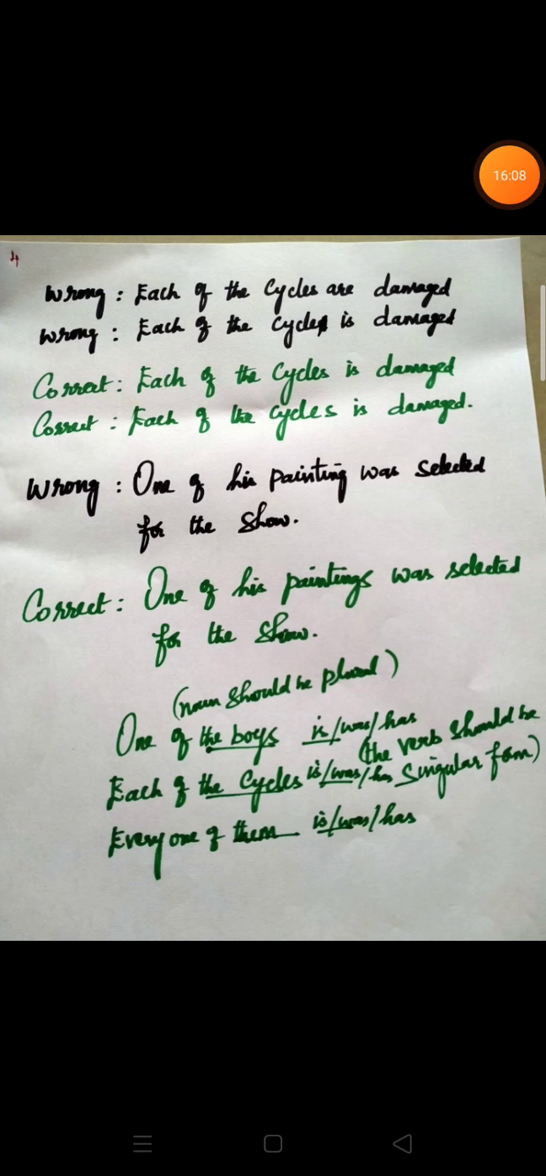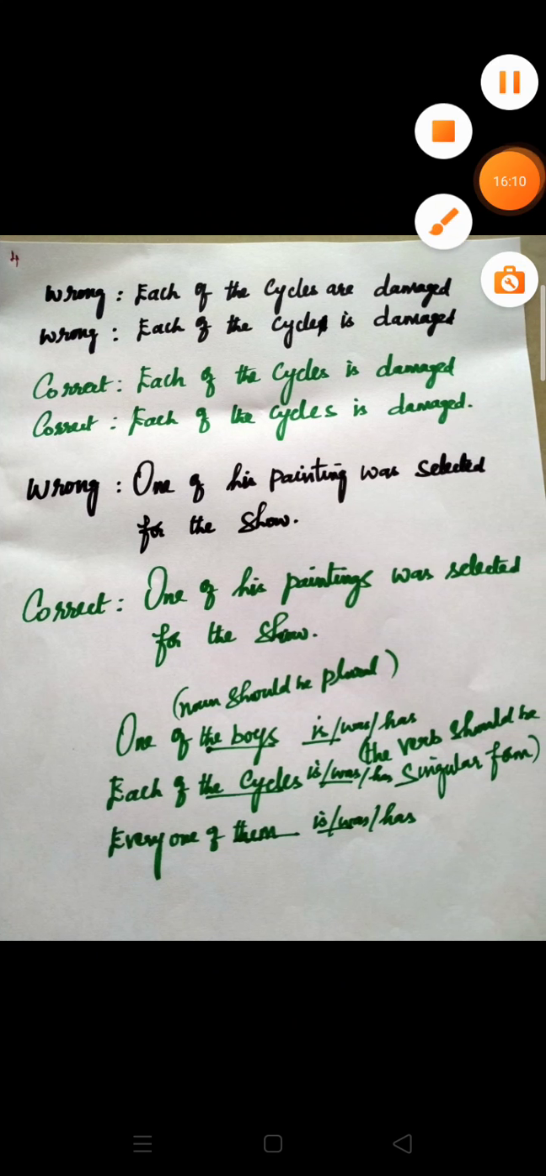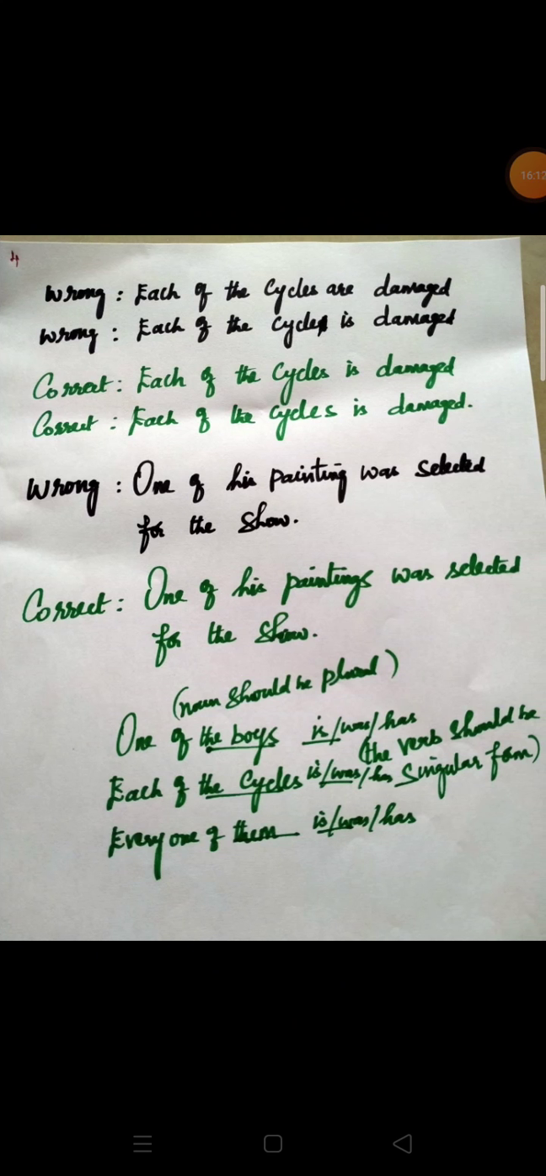Now look here. The wrong sentence given is "each of the cycles are damaged." And then another one, "each of the cycle is damaged." So both of the sentences are incorrect. So the correct one, see the first one, "each of the cycles are damaged" is given.